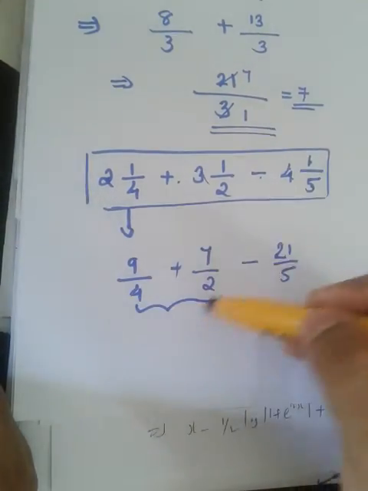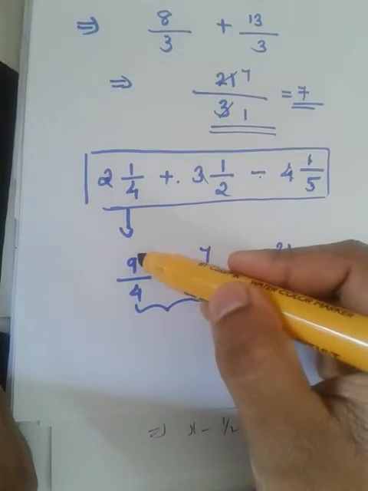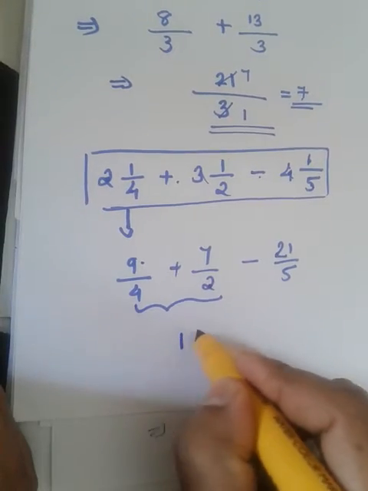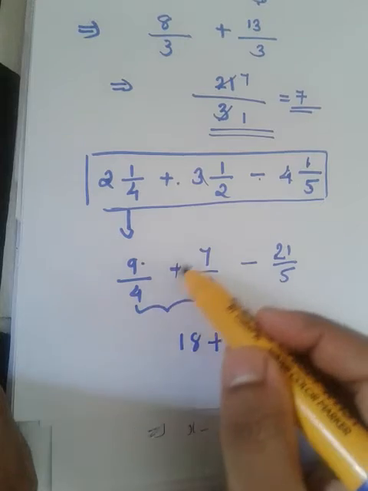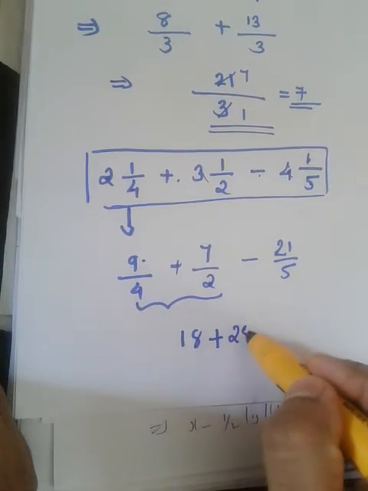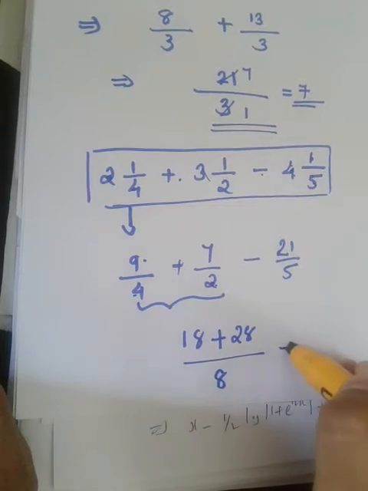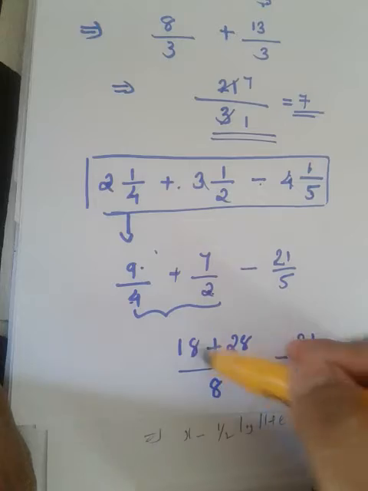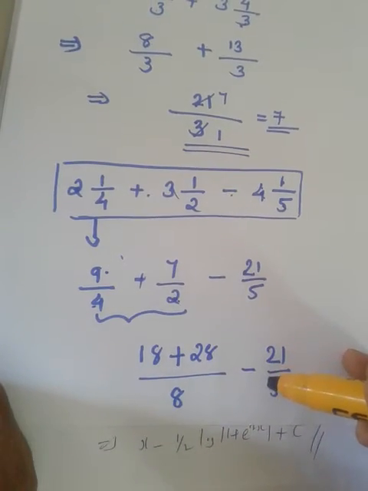Okay. So that's why I took the help of cross multiplication. See, consider these two fractions first. And cross multiply. 9 into 2, 18. The plus sign as it is. 7 into 4, 28, divided by 4 into 2, 8, minus 21 by 5, this fraction as it is. Here we applied cross multiplication and just keep this fraction as it is.